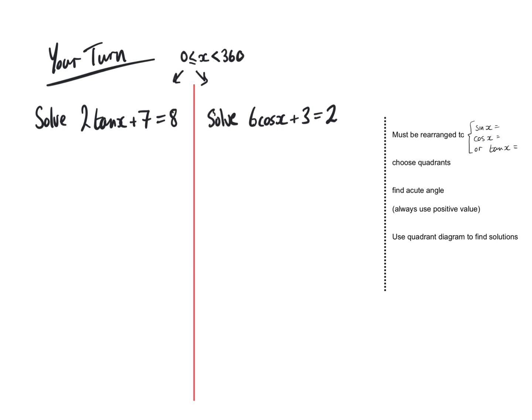Okay, so let's start with the first one here. We've got 2 tan x plus 7 equals 8. So it must be rearranged to either sin x, cos x, or tan x equals, obviously this is tan, so it's this one here. So I'm going to start to take away 7 from both sides. So 2 tan x equals 1. I'm going to divide both sides by 2. So tan x equals 1 over 2.